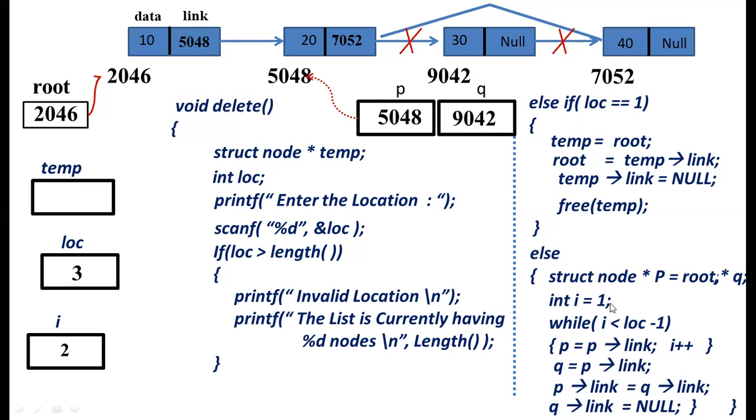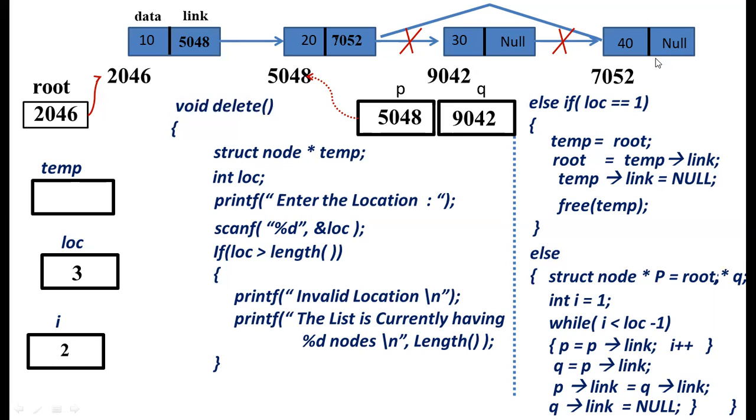Then for i is equal to 1. The i value starts with 1. So 1 is less than 4 minus 1, since we have given the location value as 4 to delete the last node, that is 3. So P to link value will be stored, that is 2046 to link value, so 5048 will be stored. Now after storing 5048, i plus plus, now my i will become 2.